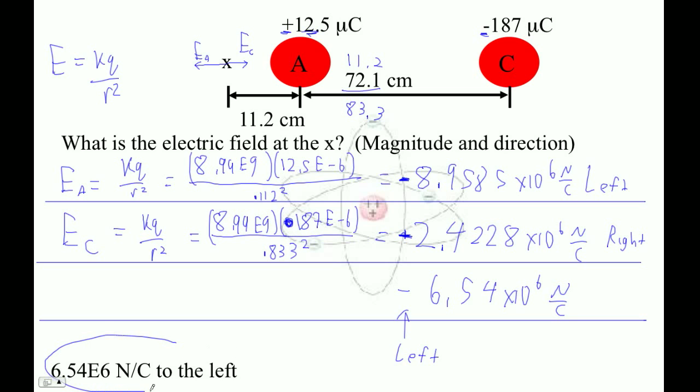Okay, that's how I do it. Ultimately I just figure these out. I look at which way the electric fields would be. It's away from positive, toward negative. Decide which ones are positive, which ones are negative. I make things to the left negative and things to the right positive in my drawing, and then the answer tells me. Okay.